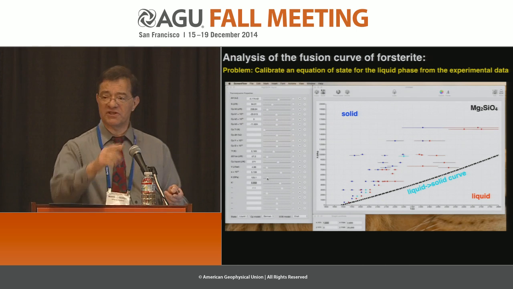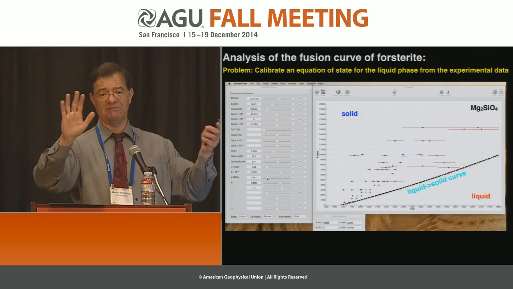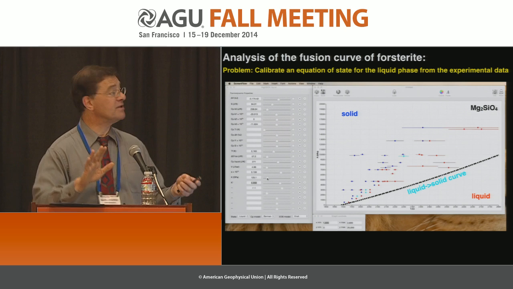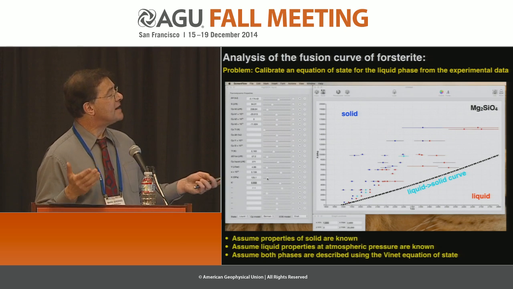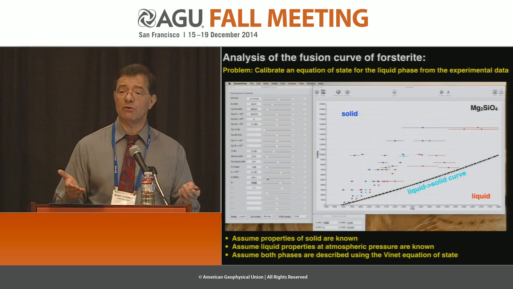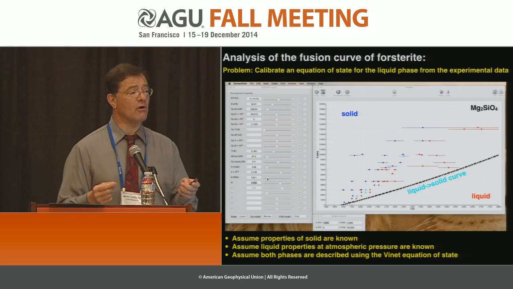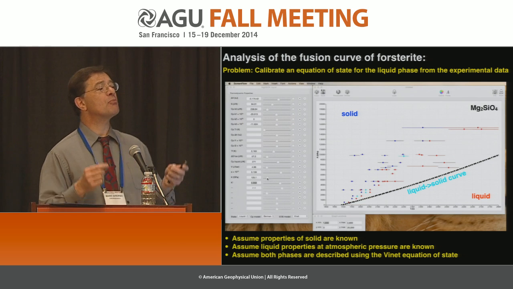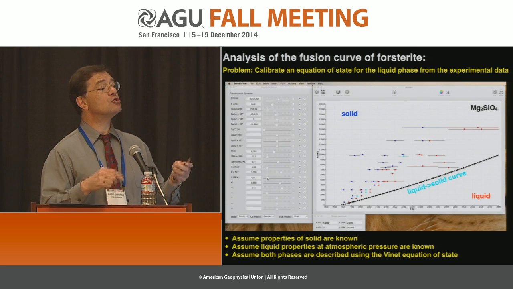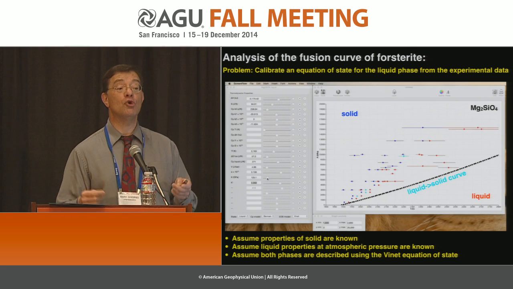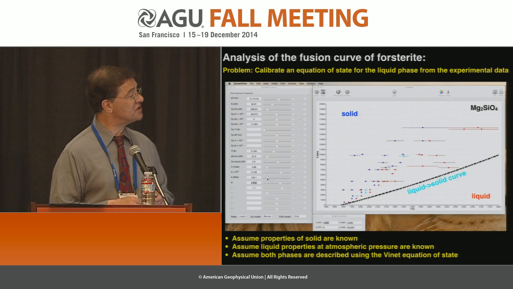So we're going to assume for this little exercise here that we know everything there is to know about the thermodynamics of solid forsterite. Let's just take that for granted and only worry about the liquid. And in fact, for the liquid, we're going to assume that all the properties of the liquid are known, except for one very critical property, and that is the pressure dependence of the Gibbs energy of the system. And that translates to not knowing what's called the equation of state, the volume as a function of temperature and pressure for the system.